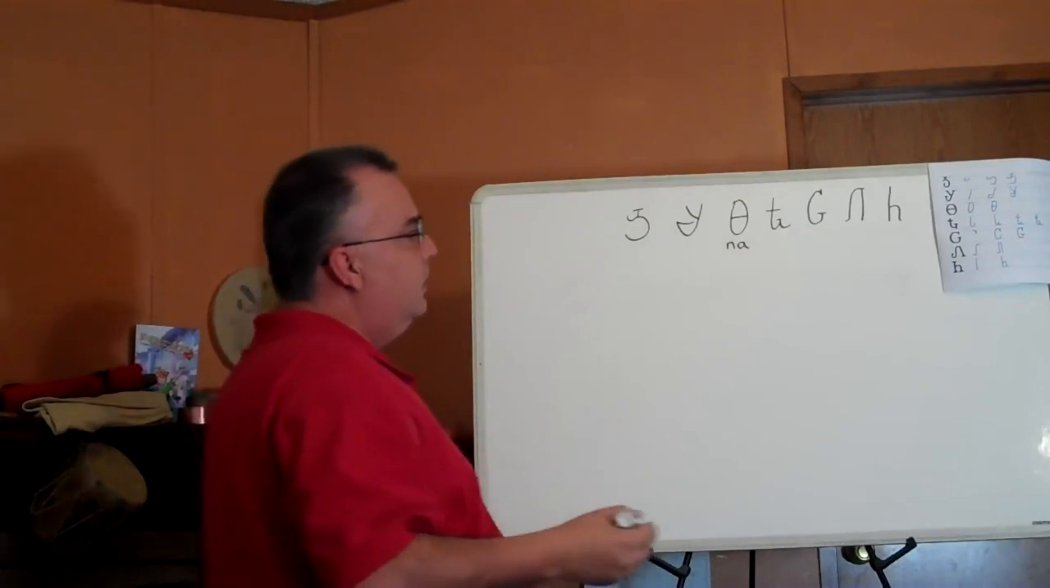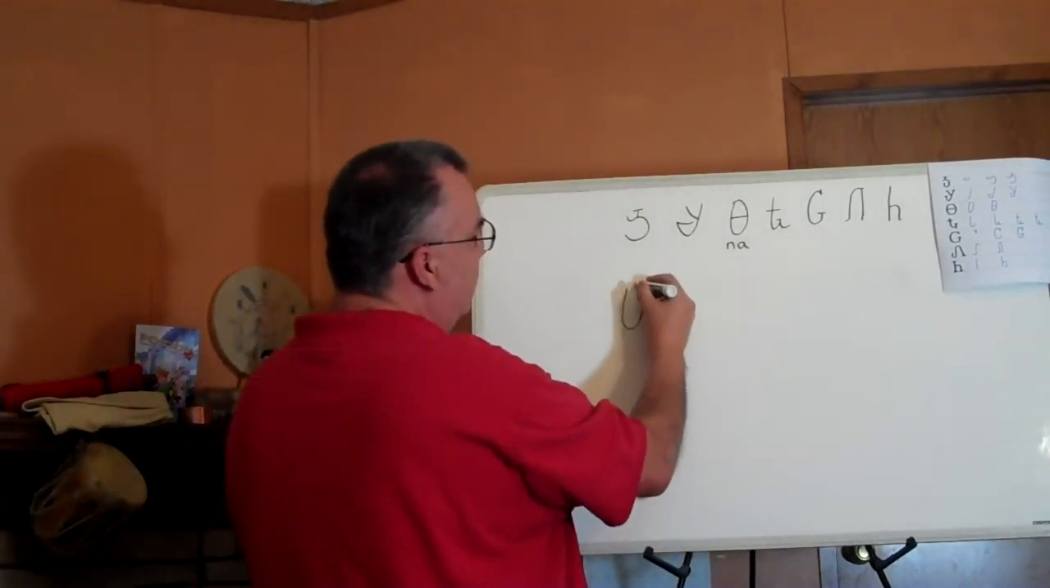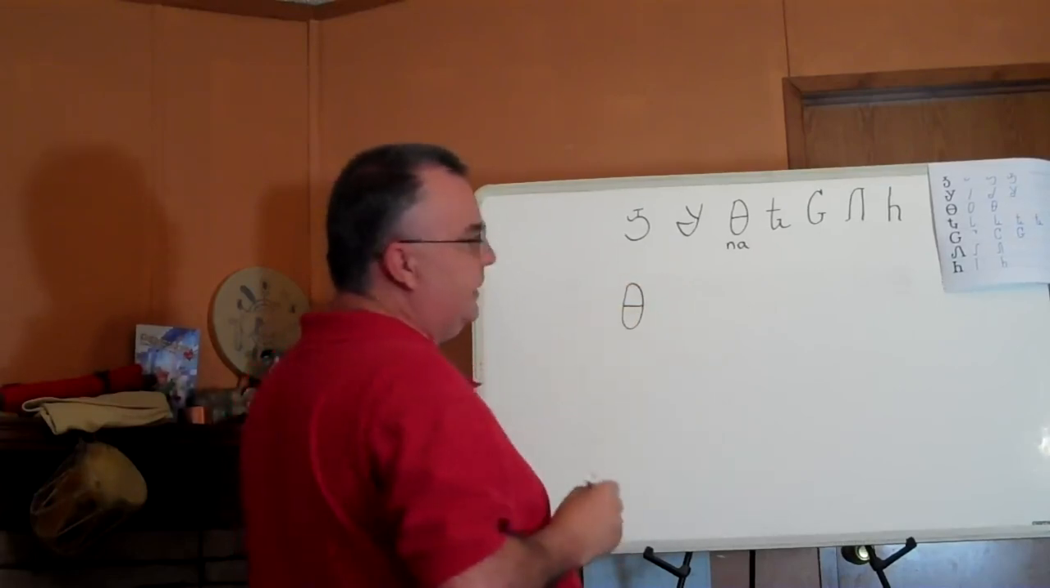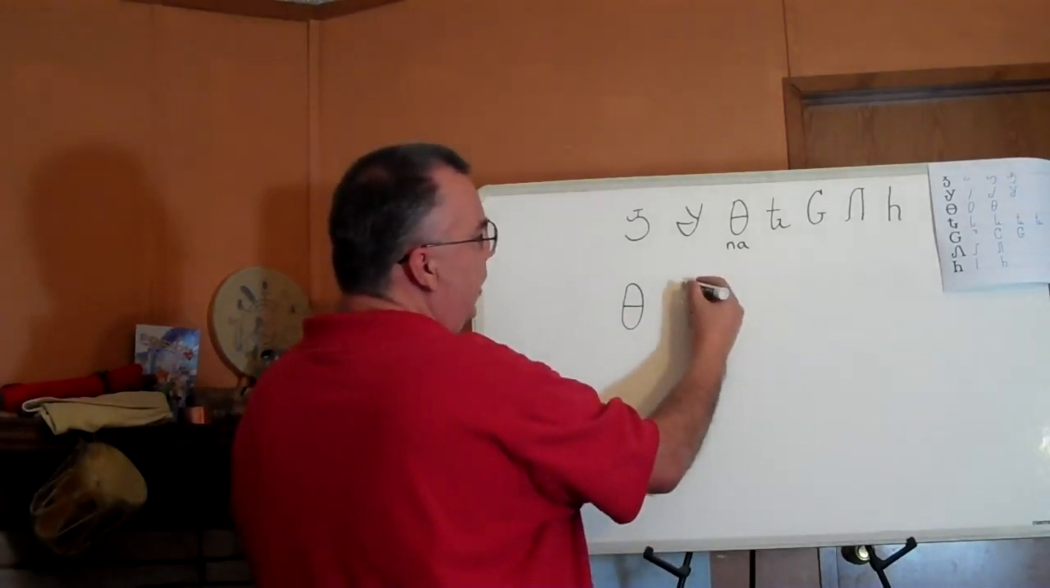Okay? So to do this one, we just draw a circle, kind of flat, like this. We just draw a bar across. And that's the letter na. So let's practice a few times. Na.